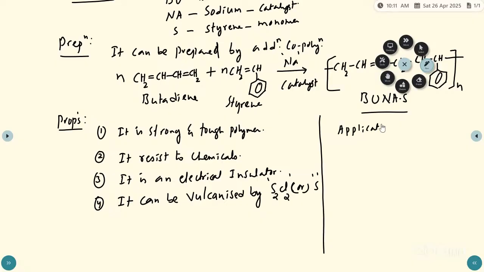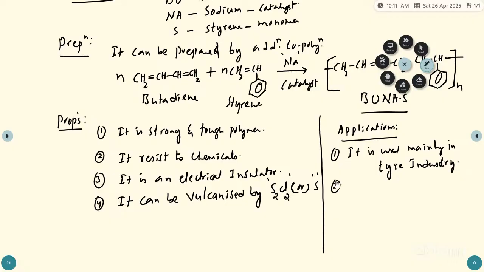of Buna-S rubber. The main application is in the tire industry. This rubber is used mostly in the tire industry. To make tires, this rubber can be used. So it is used mainly in the tire industry.